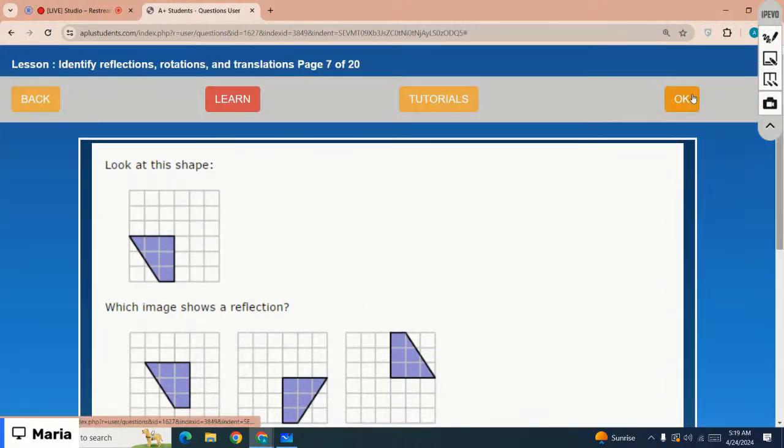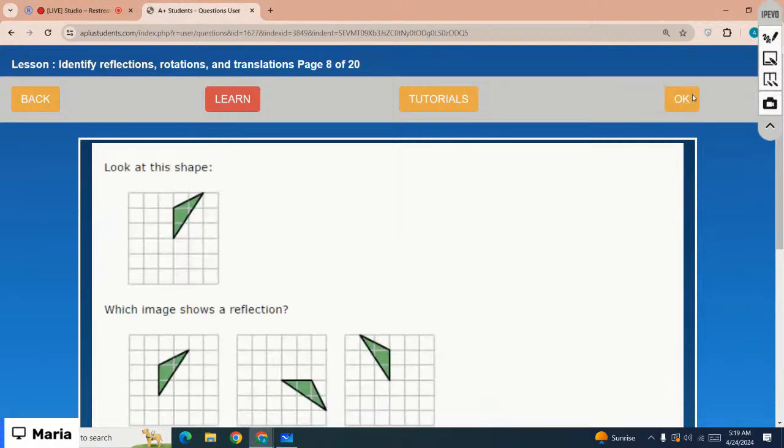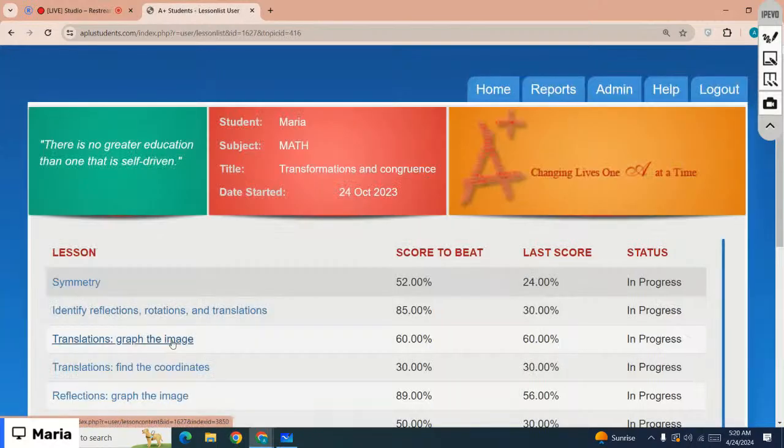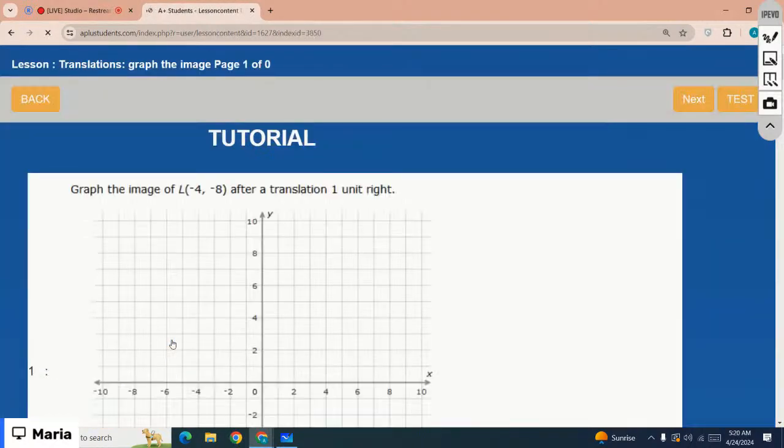Okay, you can complete the lesson by yourself later today. Let me just move on to the next lesson. And the next lesson is translation, graph the image.